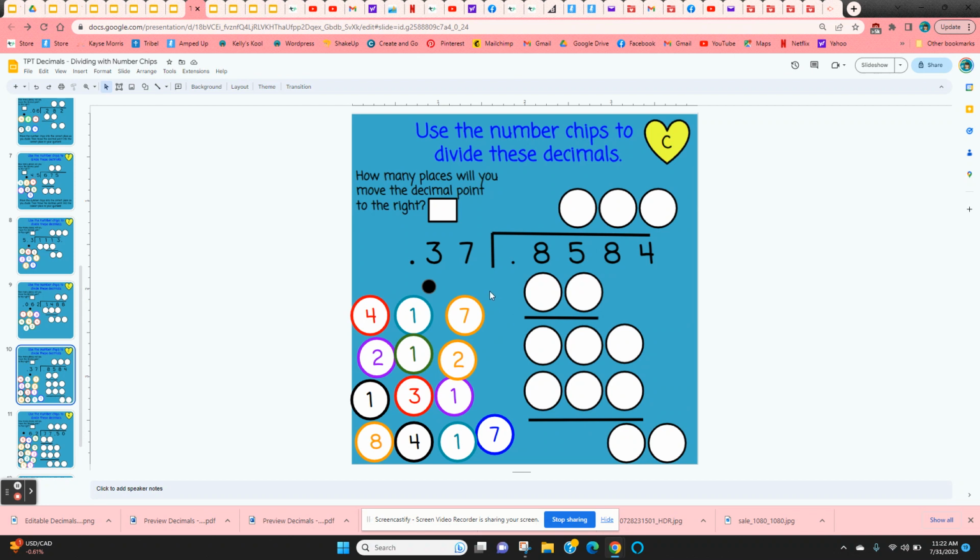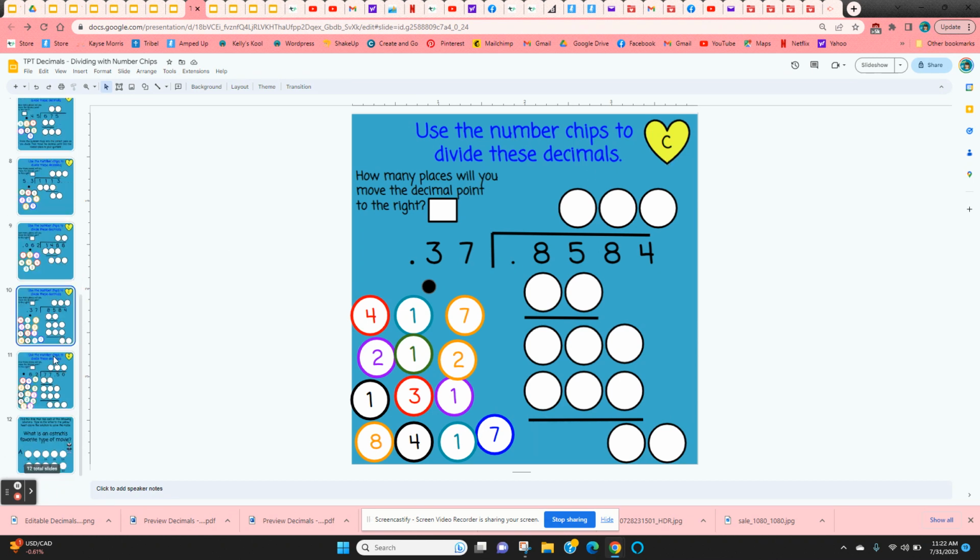So it's somewhat self-checking. Every slide also has in the upper right-hand corner a heart shape, a yellow heart shape with a letter in it. They're going to need that letter in order to solve a riddle on the last slide.